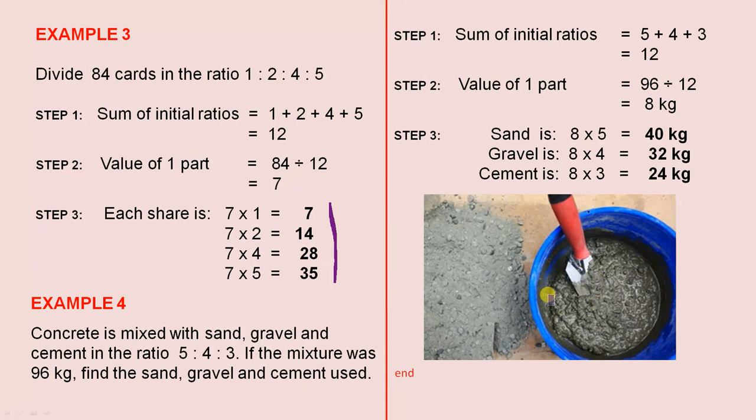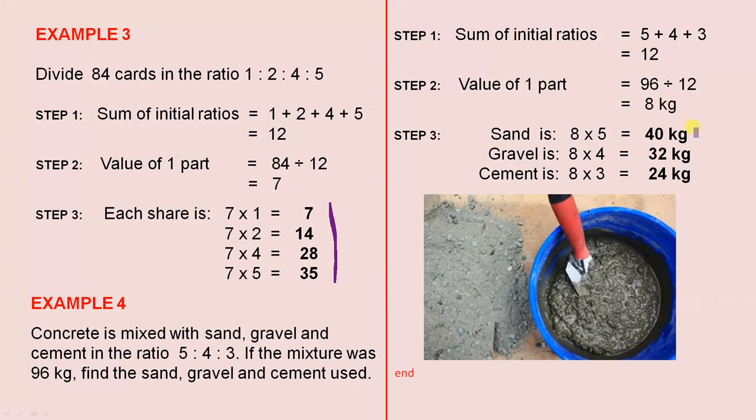That means that if the final mixture yielded 96 kilos of concrete, how much of each of the components was used? Number 1. The sum of the initial ratios, you add 5, 4 and 3 to give you 12. The value of one part will be 96 divided by 12, because it's 96 kilos divided by the sum of the initial ratios. So one part is 8 kilos.